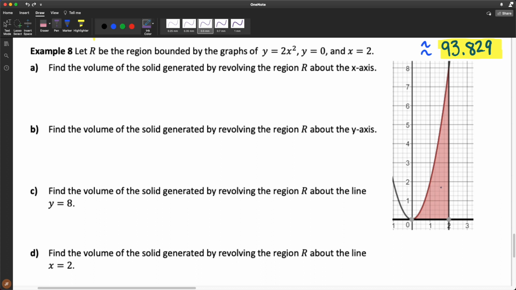We've got a parabola, a vertical line, and our x-axis bounding our region. All right, so A says find the volume of the solid generated by revolving the region R about the x-axis.